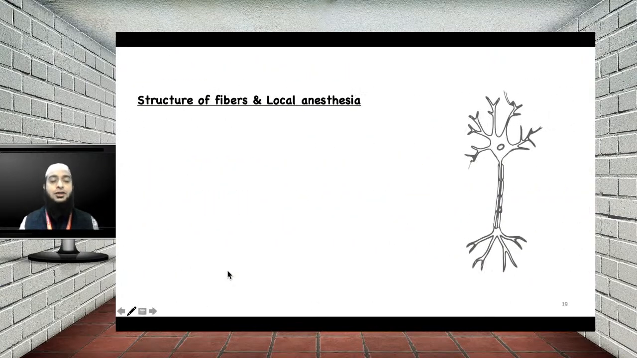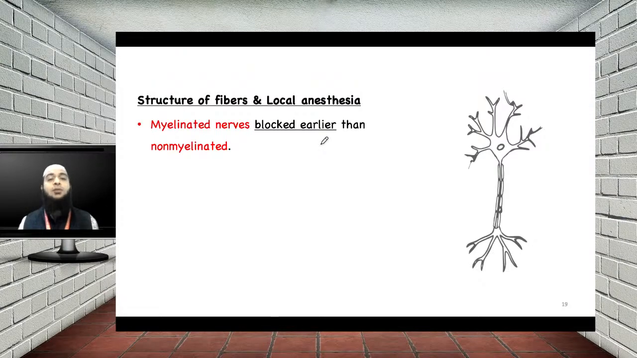Let's see how the action of local anesthetics changes with the change in the structure of the fibers. Okay, so we know that there are two types of fibers, especially myelinated and non-myelinated fibers. In such cases, the myelinated nerves block earlier as compared to non-myelinated nerves. So if you are performing a minor procedure, you give the injection close to the myelinated nerve, so that the blockage can be earlier and you can stop the sensation of pain. So this is in terms of myelination and non-myelination.